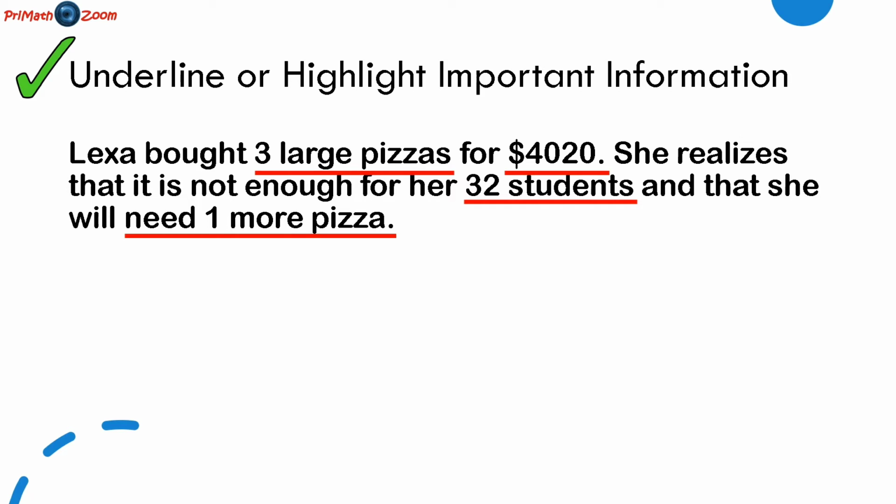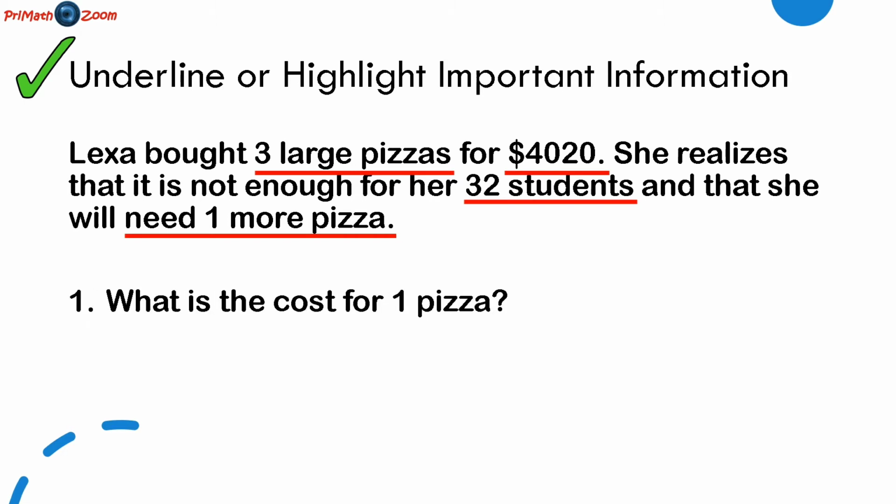Now, let us look at questions that could come from this. What is the cost for one pizza? That's an important question. Now, how can we decide what information is important to answer this question? What we could do is look at our important information to see if it will come in handy here or we need more information. So we want to know what is the cost for one pizza. We know the cost for 3 pizzas, and that is $4,020. So we need this information here to figure out how much one pizza costs. Now, we're not trying to solve these story problems. What we're trying to do is to see how we can break down this information so that we can answer these problems.